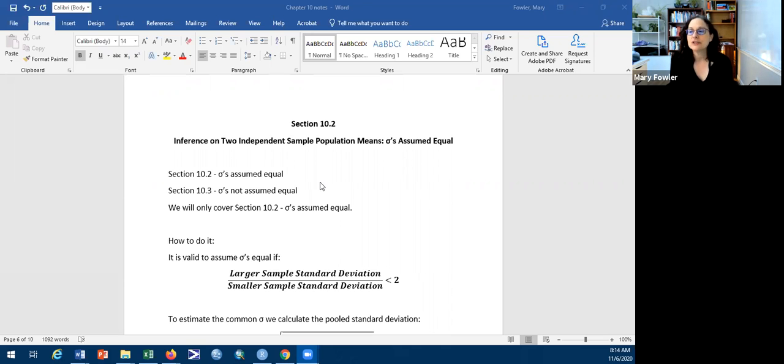Our goal is to teach you well inference of two independent sample population means where the standard deviation is assumed equal, and have that be something strong and clear for you. Then in the future, if you need to generalize, I do believe you'll have a pretty straightforward time doing that.